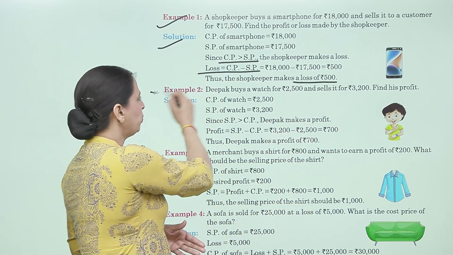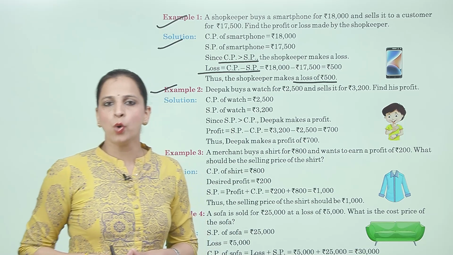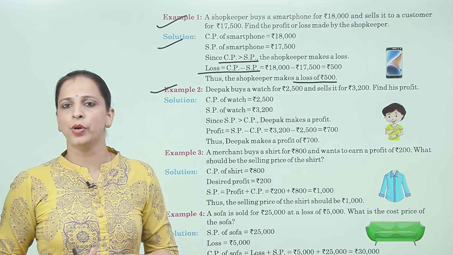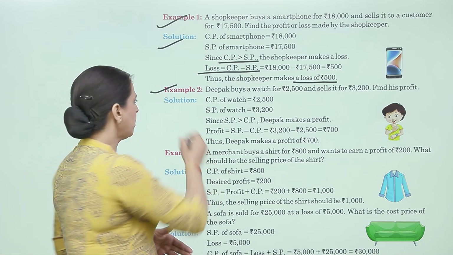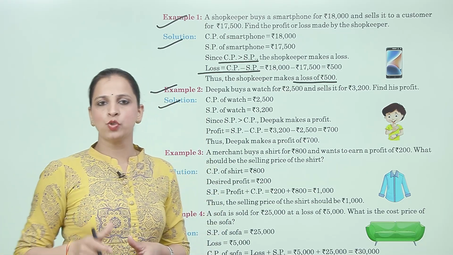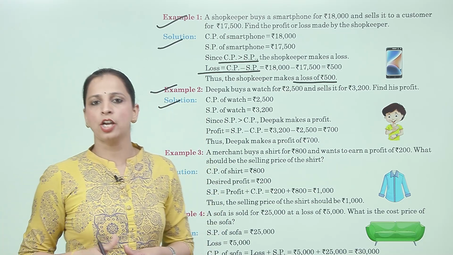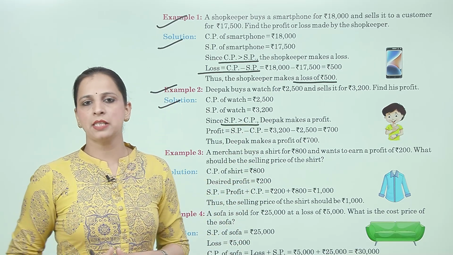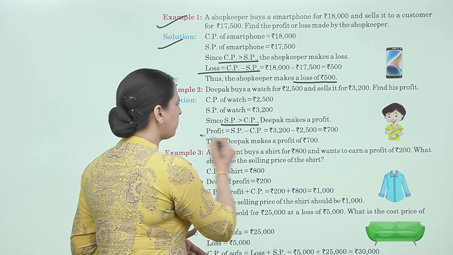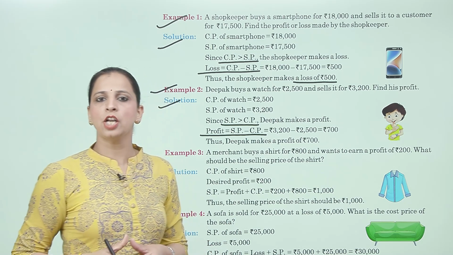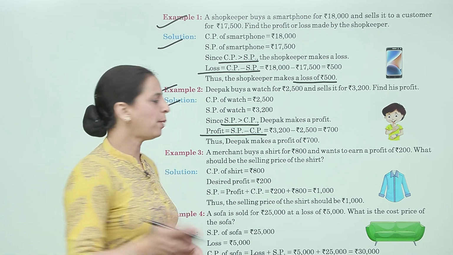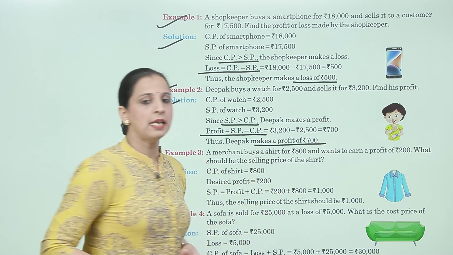Now, example 2. Deepak buys a watch for rupees 2,500 and sells it for rupees 3,200. Find his profit. Solution. Cost price of the watch is 2,500, selling price of the watch is 3,200. Since selling price is greater than cost price, Deepak makes a profit. So, profit is equal to selling price minus cost price, that is 3,200 minus 2,500, which is equal to 700 rupees. Thus, Deepak makes a profit of rupees 700.